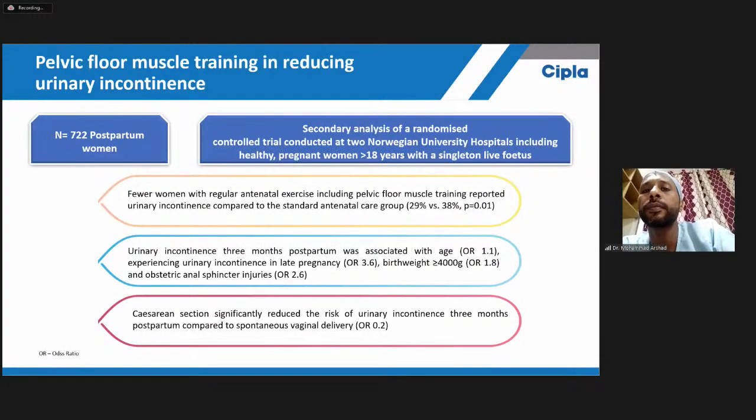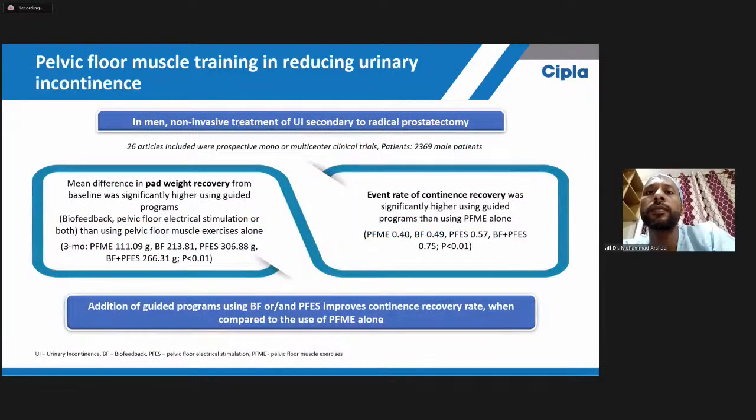Next. Same thing in men: non-invasive treatment of urinary incontinence secondary to radical prostatectomy. Pelvic floor muscle training should be given because it increases the pelvic tone. When the pelvic tone increases, the chance of incontinence decreases. But it's better to give it along with biofeedback and pelvic floor electric stimulation than pelvic floor muscle training alone. So pelvic floor muscle training should be done along with a biofeedback mechanism for more benefit.